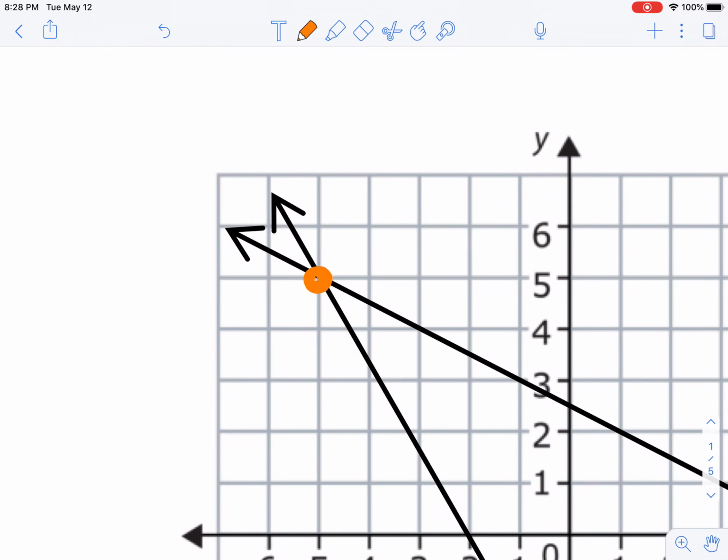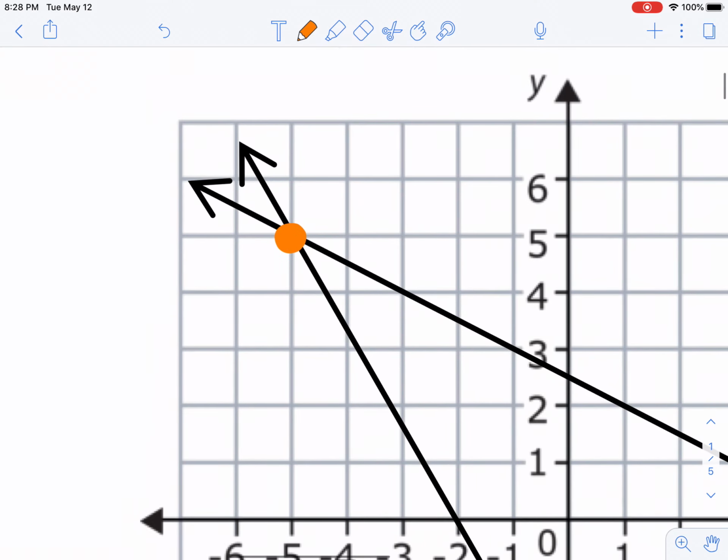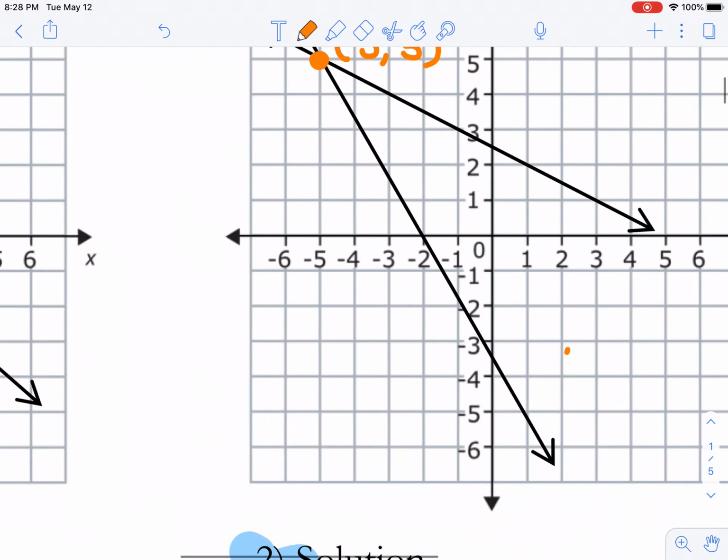All right, starting with number 2. When I have a system of equations and two lines that are graphed, the solution is the point of intersection, right? We always write the solution as an ordered pair, so this point is negative 5, comma, 5. That's the answer.